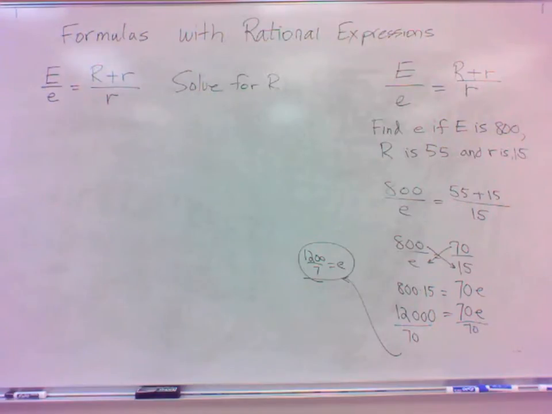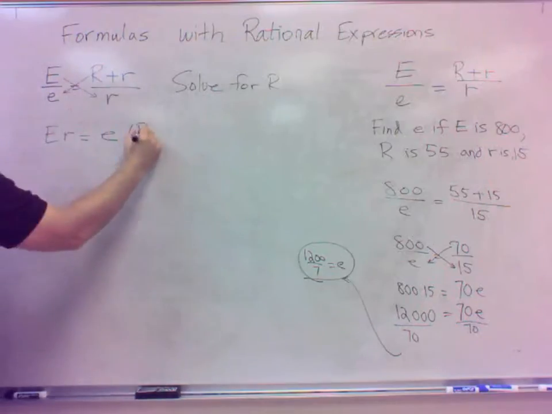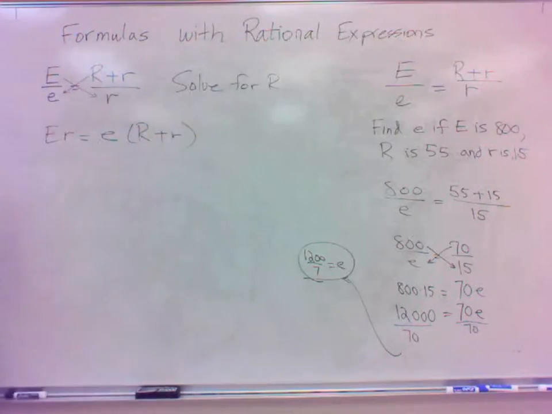Well, what do I do? Very same thing. I just don't have numbers to plug in. I can still cross multiply, so I'm going to multiply the top times the bottom, so we get big E times little r. And then the top here times the bottom over here, so that's going to be little e times big R plus little r.